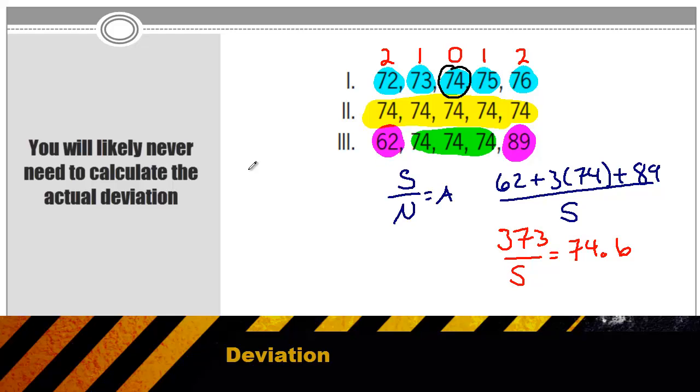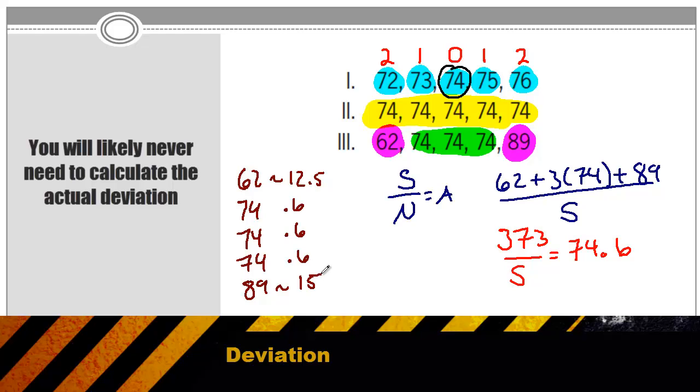Now I'm going to list out how far each number in set 3 is away from the middle, or the mean, which is 74.6. So 62, that's roughly 12.5 away from 74.6. All my 74s, they're each 0.6 away from 74.6. And 89, that's about 15 or so away from 74.6.